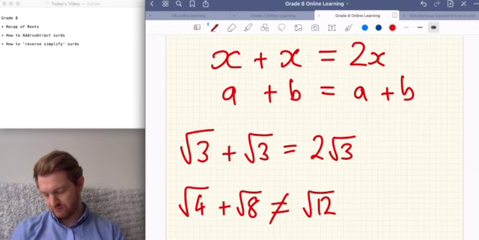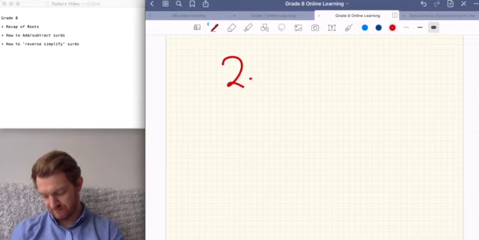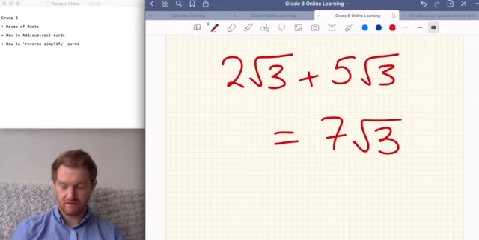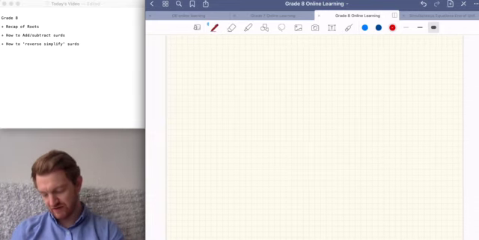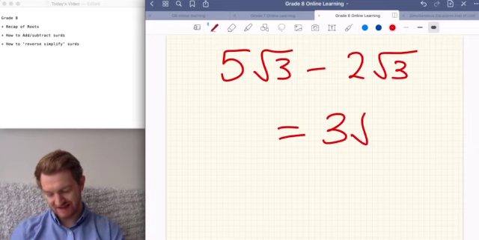When you've got more than one of them, that's also okay. That gives you 2 plus 5 is 7. You can also do the same thing in reverse. You can subtract, and you just think, how many do you have? This always works when they're the same.